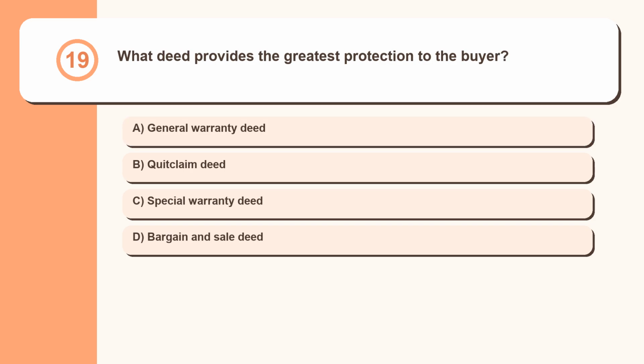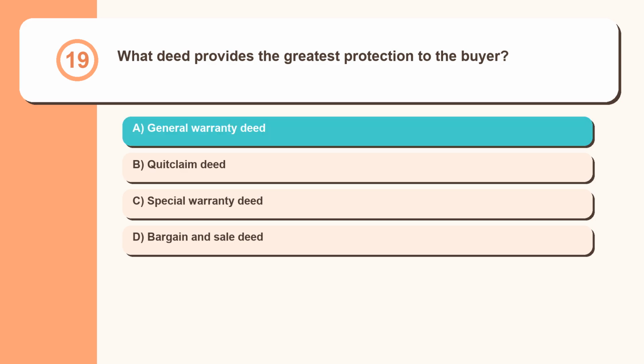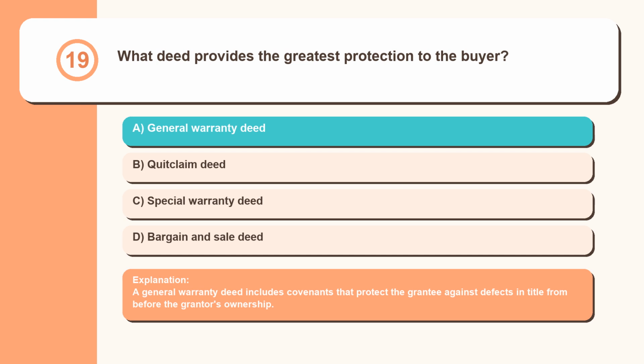Question 19. What deed provides the greatest protection to the buyer? General warranty deed, quitclaim deed, special warranty deed, bargain and sale deed. A general warranty deed includes covenants that protect the grantee against defects in title from before the grantor's ownership.